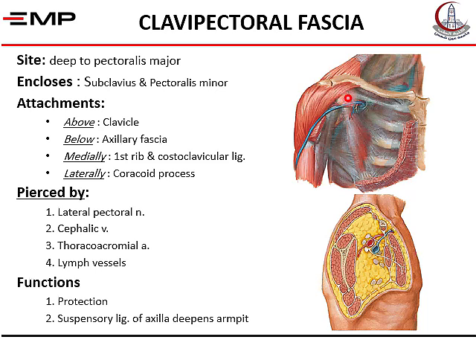And the lymph vessels drain the deltopectoral lymph nodes and pierce this fascia to reach the axilla to end in the axillary lymph nodes. Its functions are protection, and it makes the axillary fascia or suspensory ligament of the axilla that deepens the skin of the armpit.